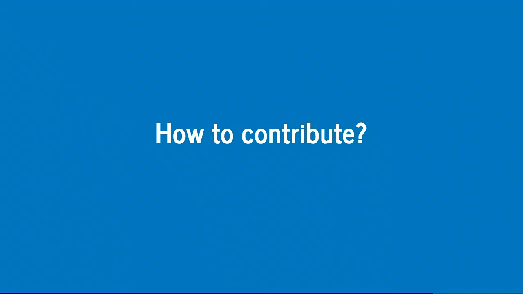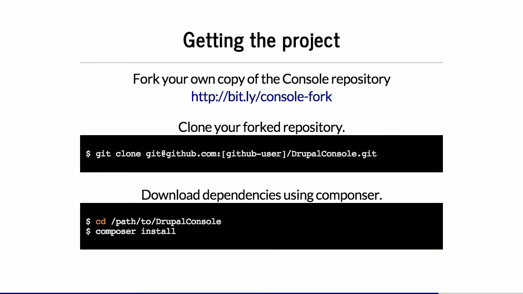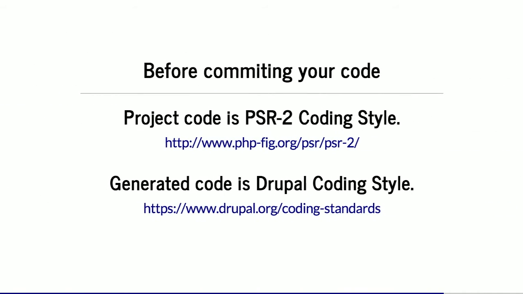Might be you are like, oh, I want to contribute. How to do that? Basically, three things. First, fork, clone the project in your local machine, and run composer install. That's all you need to do in order to have this project in your local environment. Again, go to this link, fork into your GitHub user, clone it, and just run composer install. And this will take care of downloading all the third-party dependencies.